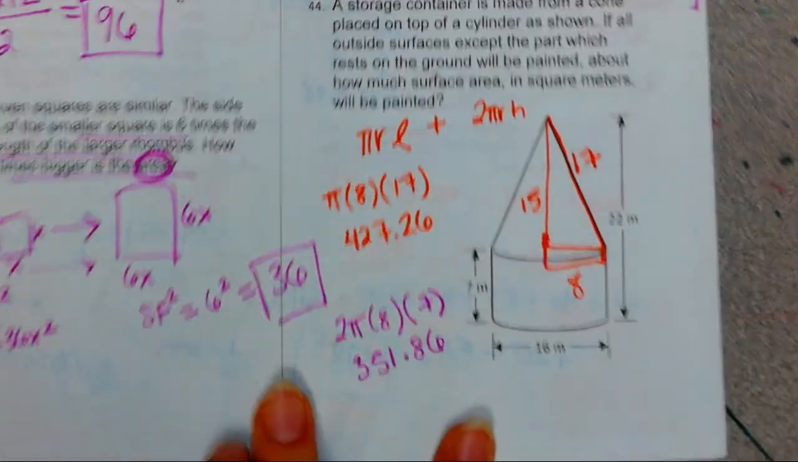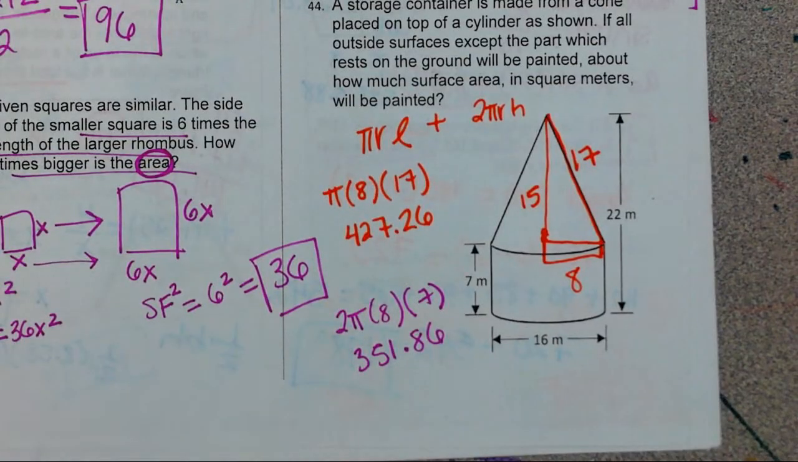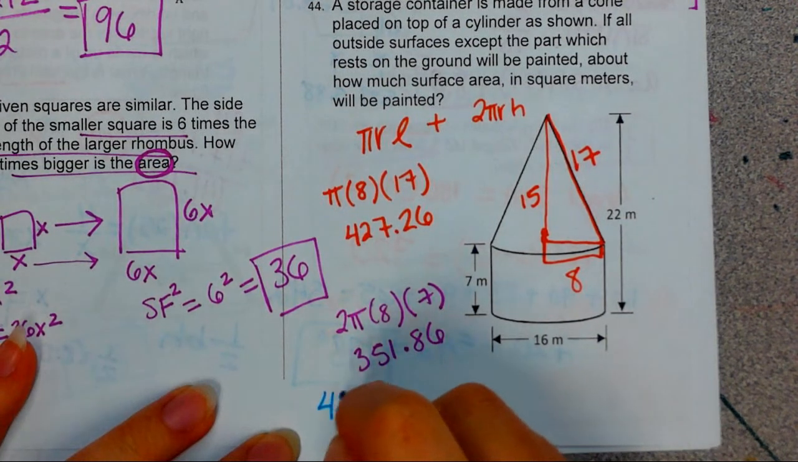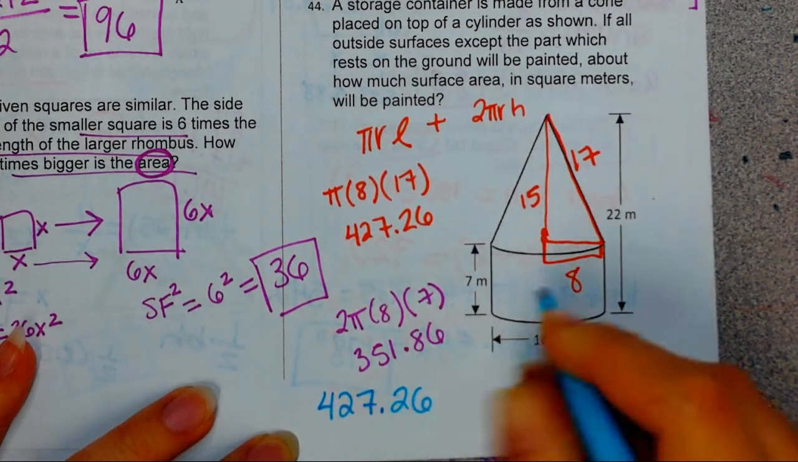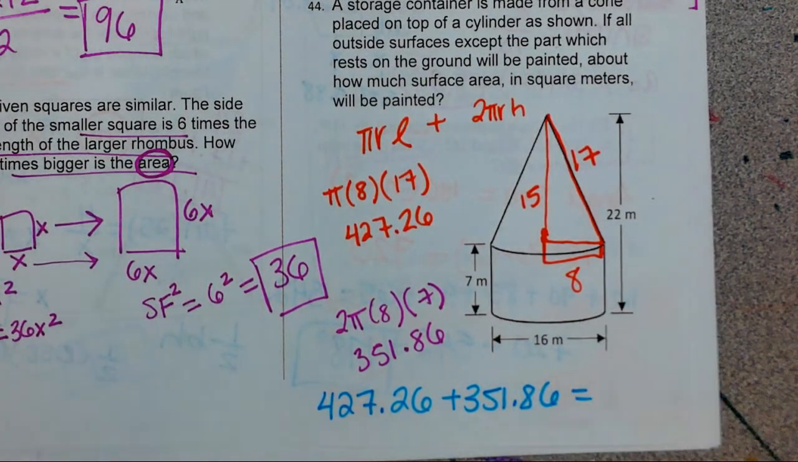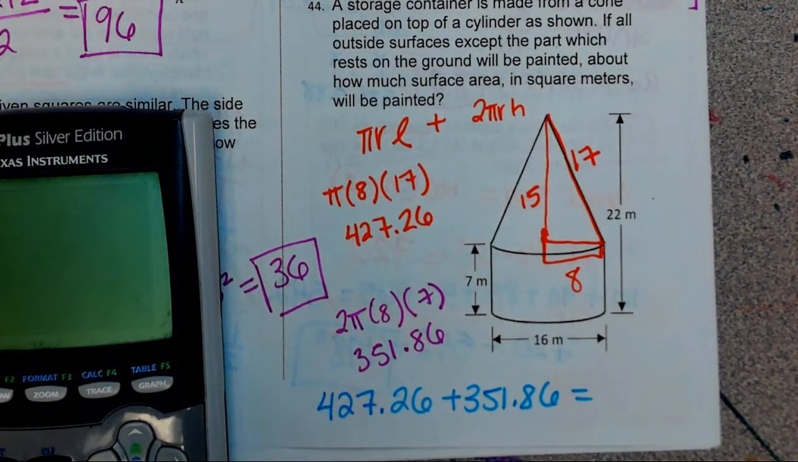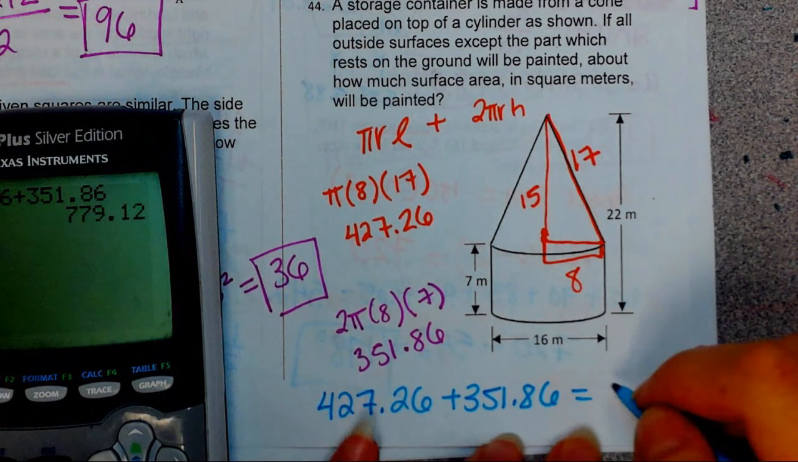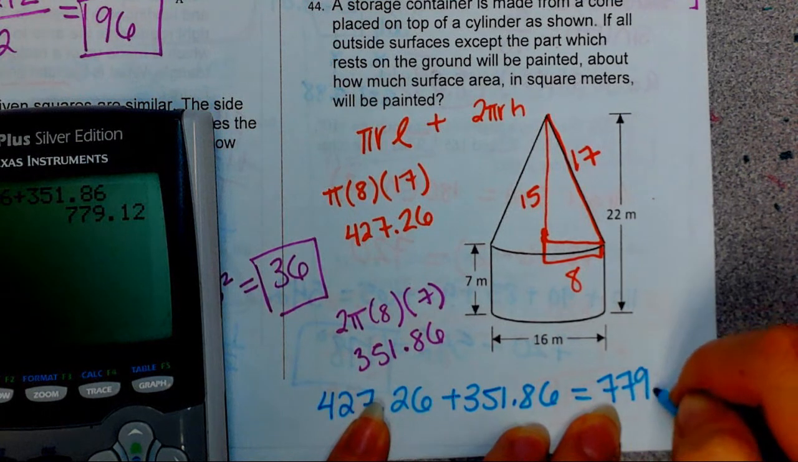Last step, we need to add these two. So 427.26 plus 351.86 is equal to 779.12.